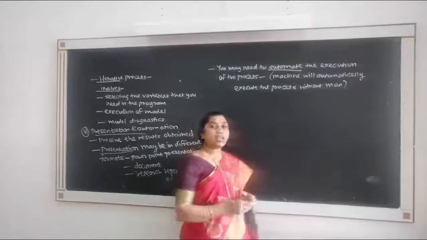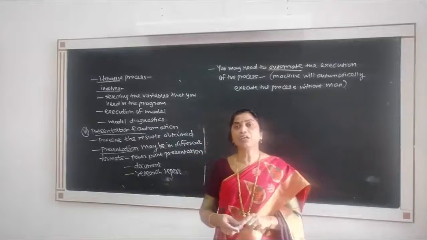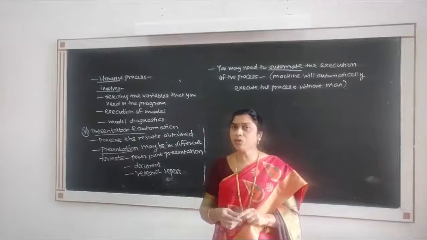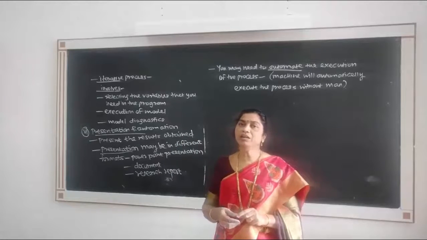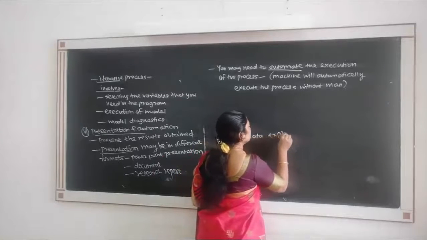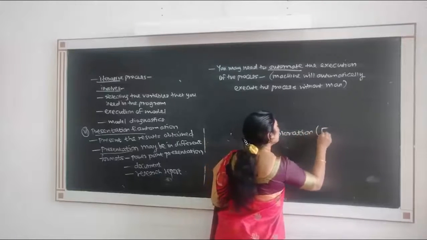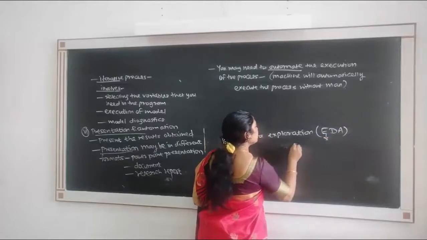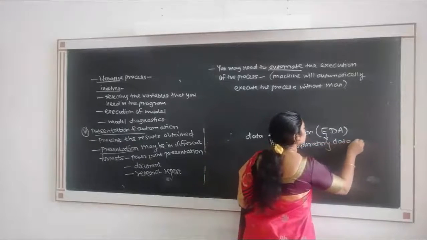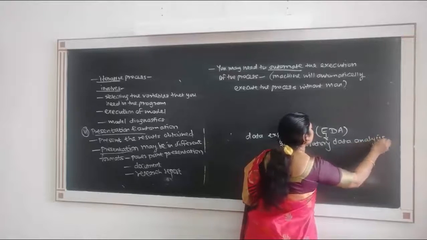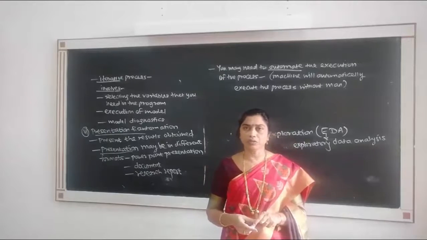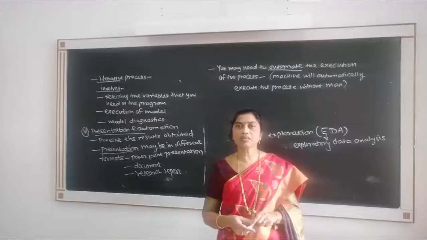So this data science process is an iterative process and it consists of the above 6 steps, that is setting the research goal, then retrieving the data, data preparation, data exploration, also known as EDA, and EDA is nothing but exploratory data analysis, then data modeling, and lastly presentation and automation. So this is all about the data science process.